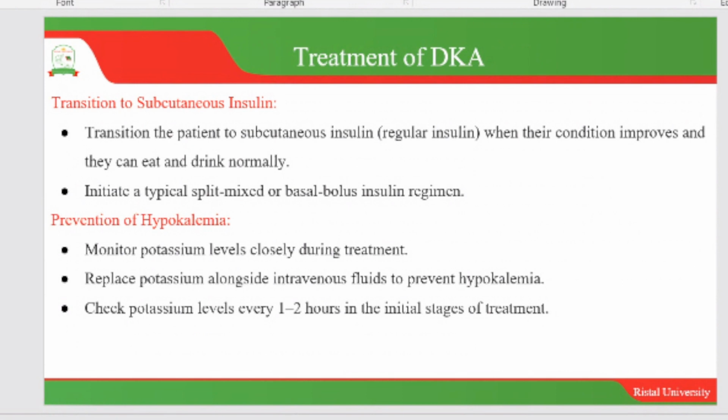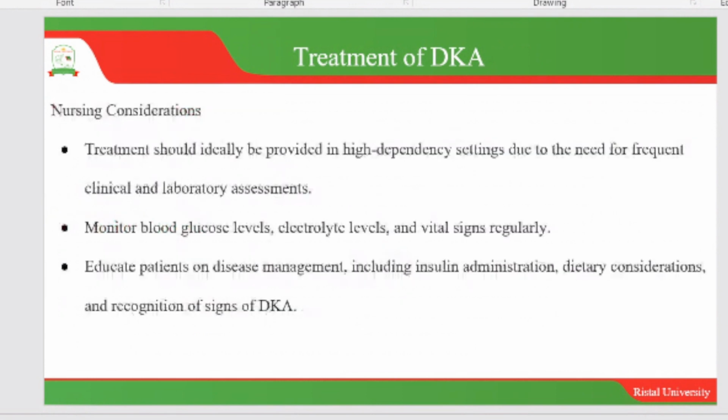Prevention of hypokalemia. Hypokalemia refers to low potassium levels in the blood. So how do we prevent it? We prevent it through monitoring the potassium levels closely during treatment. Then you replace potassium alongside intravenous fluids to prevent hypokalemia. Then also check potassium levels every 1 to 2 hours in the initial stages of treatment to make sure that as you are treating for the diabetes, you don't end up going into hypokalemia.